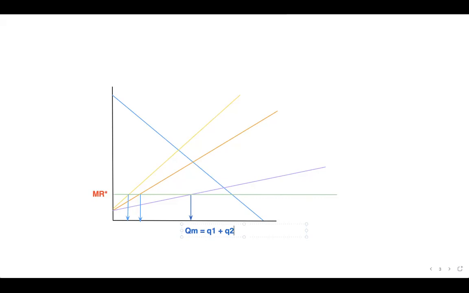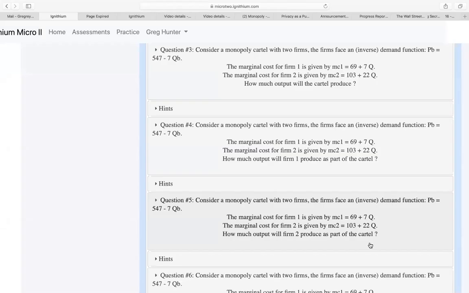Yeah, I think I could use a more concrete example though. Like, how would you apply this to an actual problem? Well, I think hopefully it should be clear, but I will take a look really quickly. Here's the example of the problems that you were talking about, right? Mm-hmm. And it says, how much output will firm 1 produce as part of the cartel?